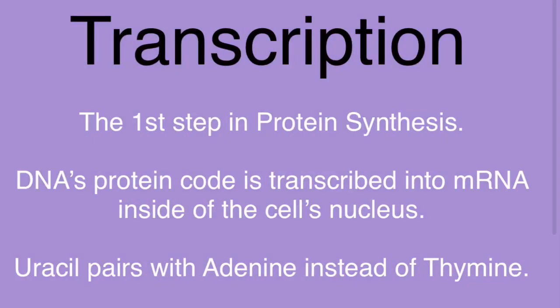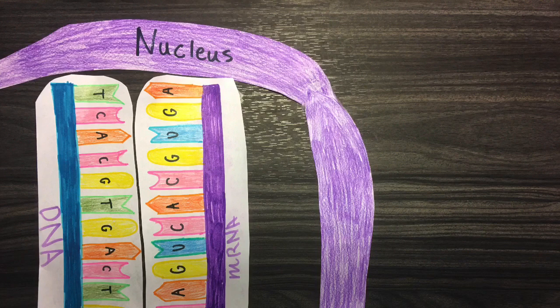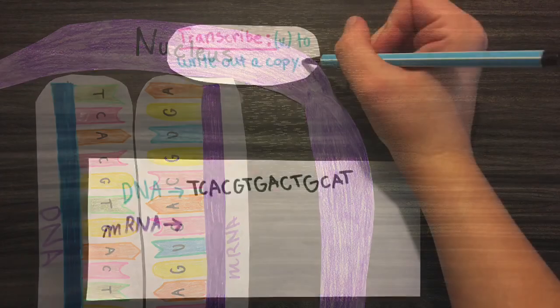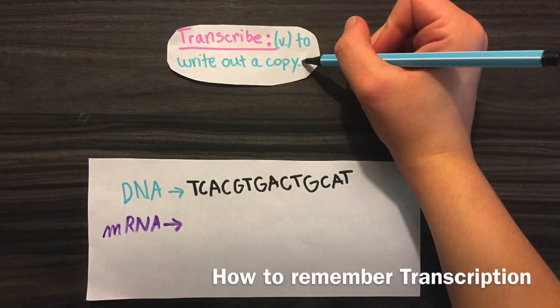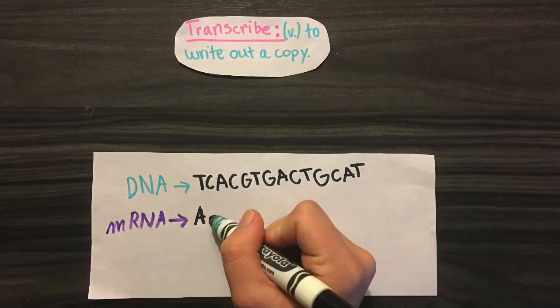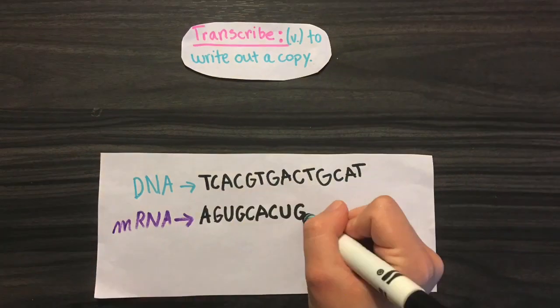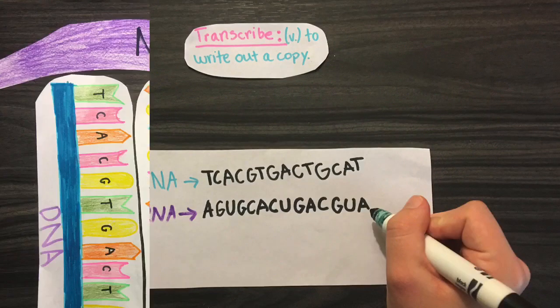Transcription is the first step in protein synthesis, in which DNA's protein code is transcribed into mRNA inside of the cell's nucleus. Adenine pairs with uracil instead of thymine. A helpful way to remember transcription is to know the keyword transcribe, which means to write out a copy. And that's exactly what you do in transcription. You transcribe the DNA into another form, mRNA.